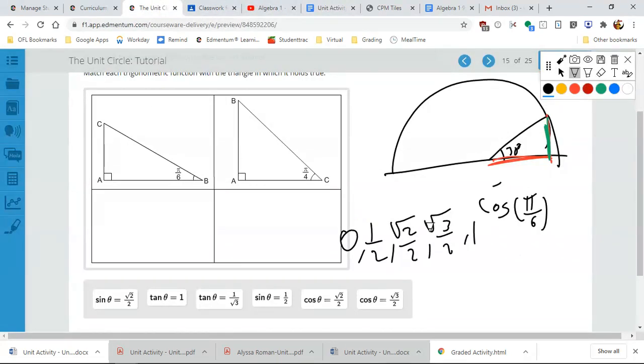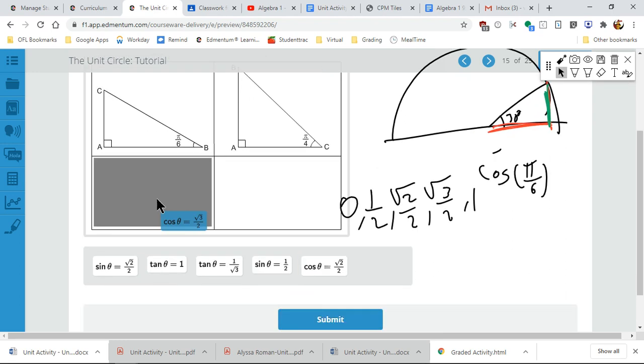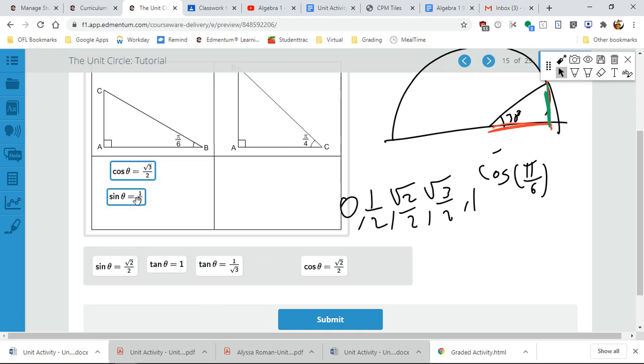So if I'm looking for this, I'm looking for my longer side. So I know that my cosine is going to be square root of 3 over 2. So my cosine theta is going to be square root of 3 over 2. My sine is going to be short. My y value is a short one. So I'm going to say my y value is 1/2.